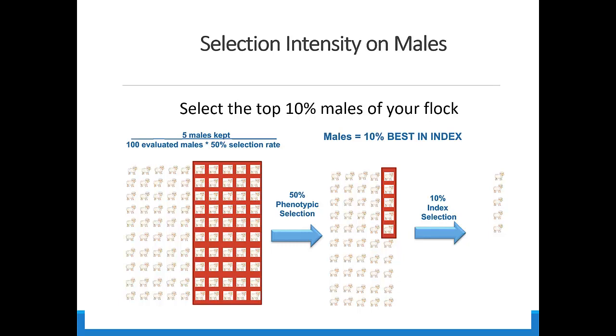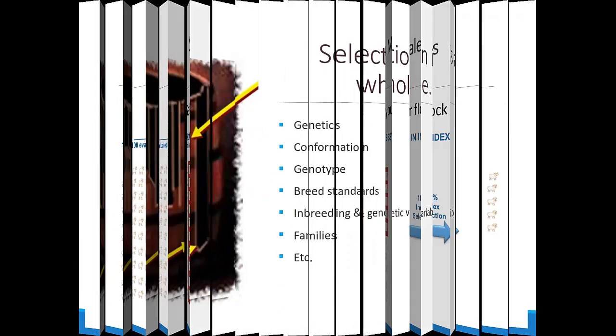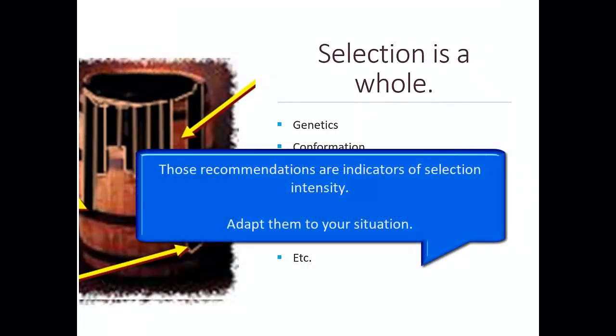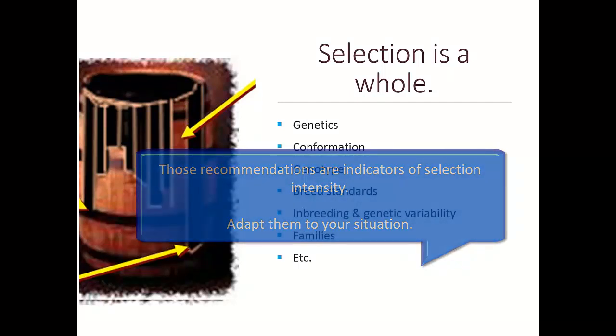As the males have a higher influence on your flock's genetic gain than the females, it is recommended to apply a higher selection intensity threshold. Also, as more females need to be retained for replacement, the selection intensity cannot be as high as for the males. Those recommendations are indicators of selection intensity to apply when doing replacement selection. You can adapt them to your situation.